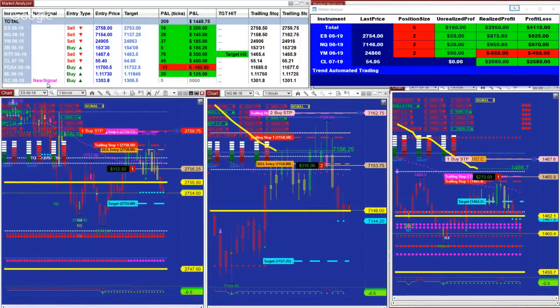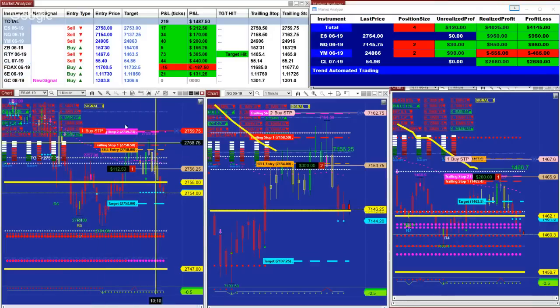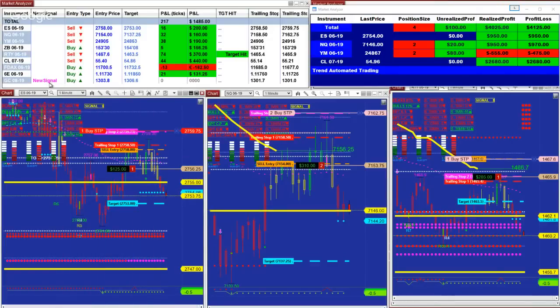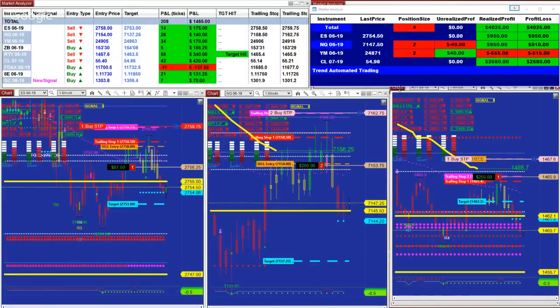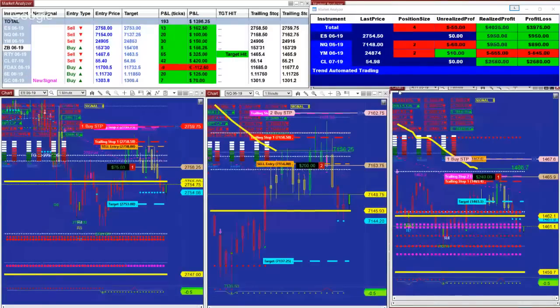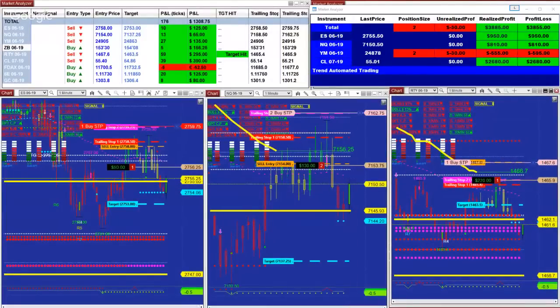We have a new signal on the gold: buy 1303, target 1306.6. I don't trade the gold, guys, but my job is to tell you where the new signals are. We have a lot of traders for the gold. I know a few here, but for me, I prefer the DAX.